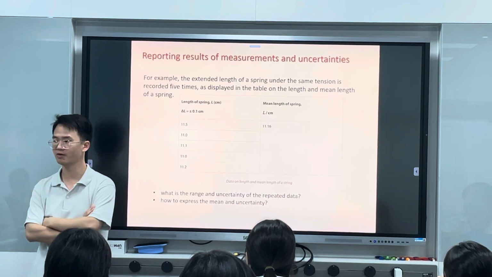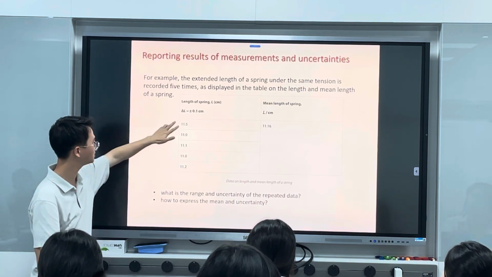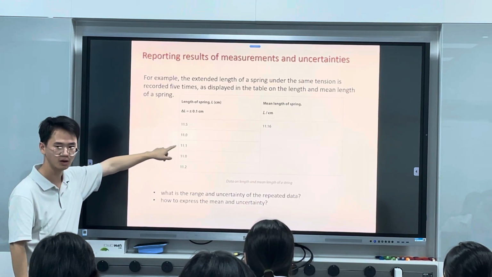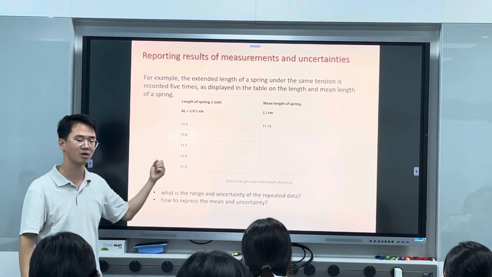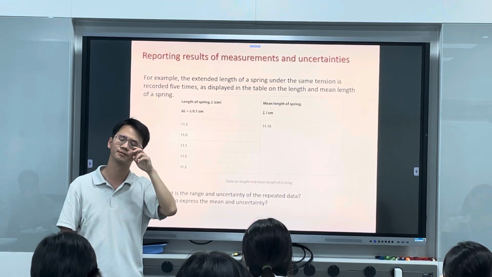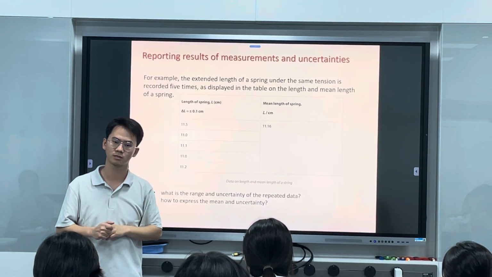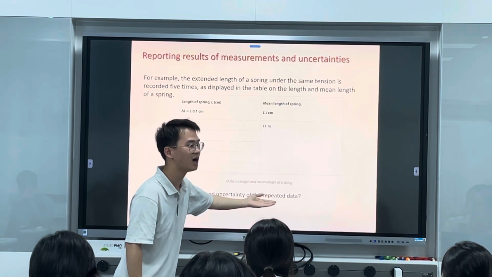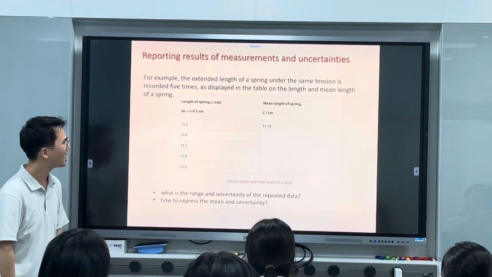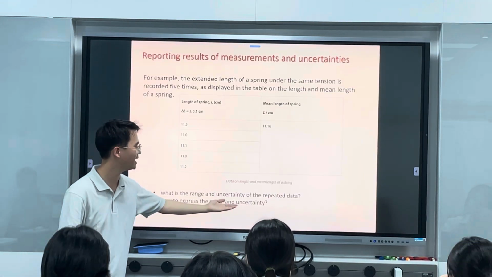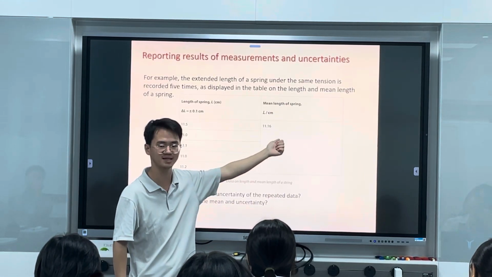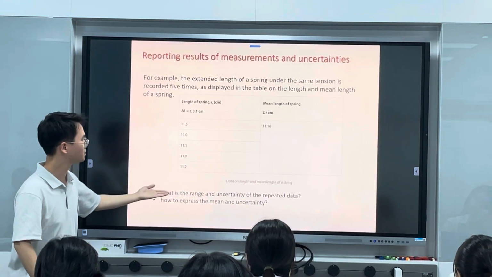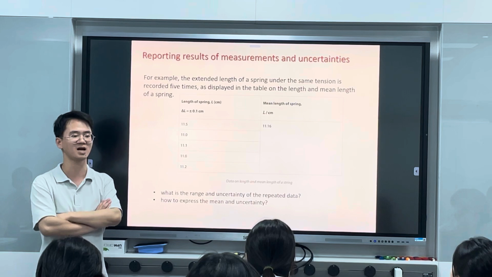0.5. How do we calculate range? We use the maximum of the data, which is 11.5, minus the minimum, which is 11.0, so we get 0.5 for the range. What about the uncertainty, Alice? 0.5 divided by 2, which is 0.25. Very good. 0.25 is the uncertainty, half of the range. But how do we properly express the mean and uncertainty? We have the mean 11.16, and we have the uncertainty of 0.25. So we should report it as 11.16 plus minus 0.25.